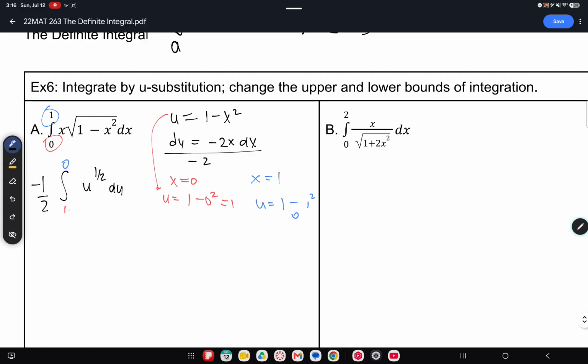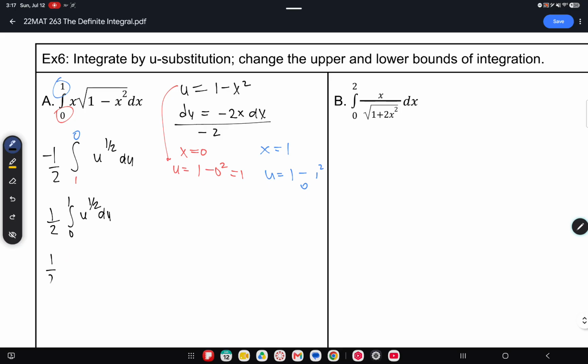And then notice what happens. My new bounds are from 1 to 0, which is backwards, right? So I have to apply a property and switch it and take the negative of it. So I really have positive 1/2 from 0 to 1 for u to the 1/2 du. And then I can do the integral. So I've got 1/2 times, and then it'll be u to the 3/2 times 2/3. And then I'll evaluate that from 0 to 1.